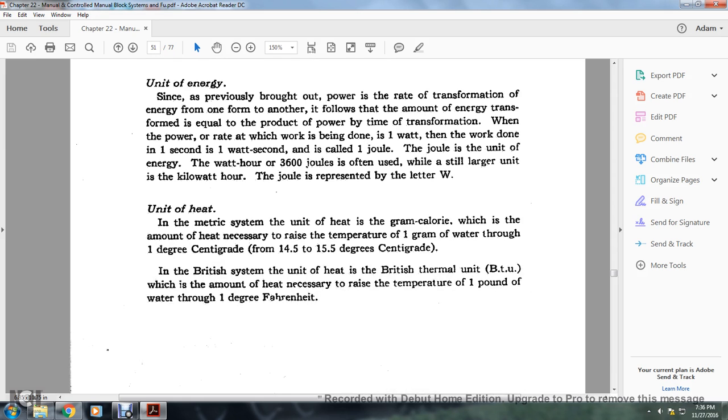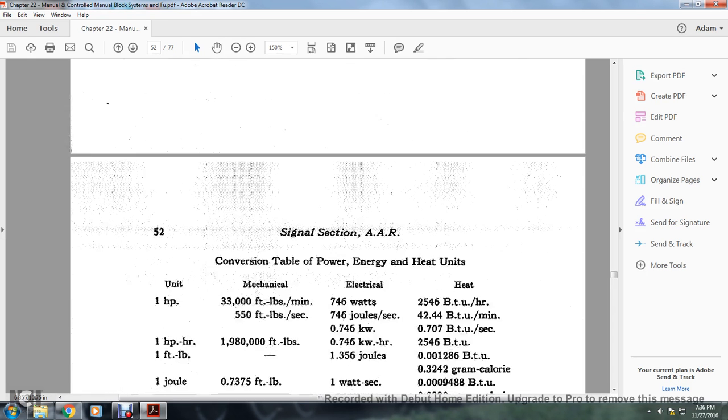Units of heat. In the metric system the unit of heat is the gram calorie, which is the amount of heat necessary to raise the temperature of 1 gram of water through 1 degree centigrade. The British system unit of heat is the British thermal unit, which is the amount of heat necessary to raise the temperature of 1 pound of water through 1 degree Fahrenheit.